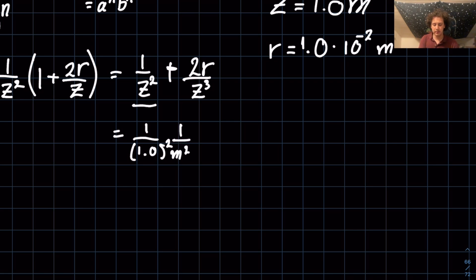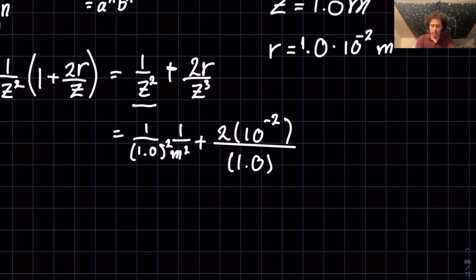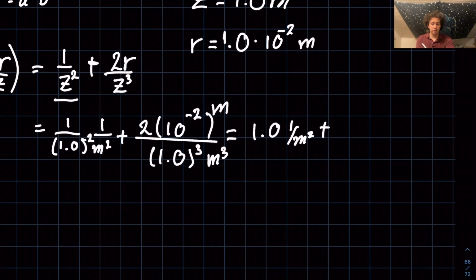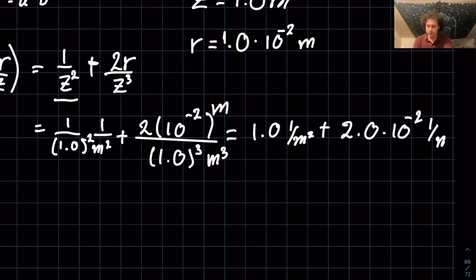Because we have that 1 over meter squared now in the denominator, plus 2r, 2 times 10 to the minus 2 over 1.0 cubed. And the meters will cancel here with 1 factor of the meters cubed. That'll give this 1.0 per meter squared plus this 2 times 10 to the minus 2, or 2.0 for the sig figs, times 10 to the minus 2 per meter squared.